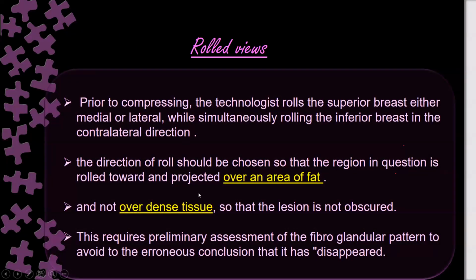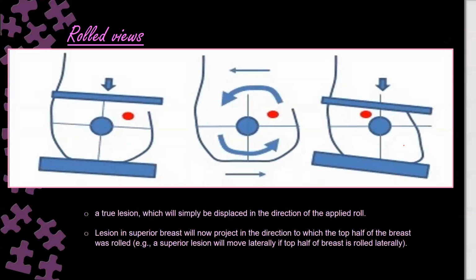Is it clear? Yes. Okay. Let me explain in these illustrations. Here you have a medially located lesion. You have seen something here in the CC view, but you cannot see it on MLO. Then try to move the superior breast laterally. It moves lateral.